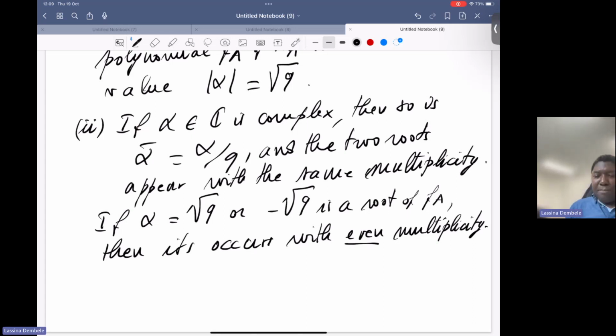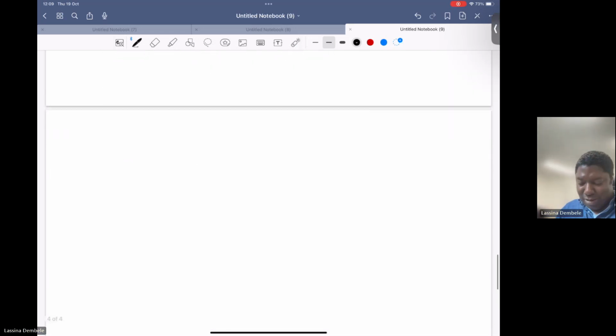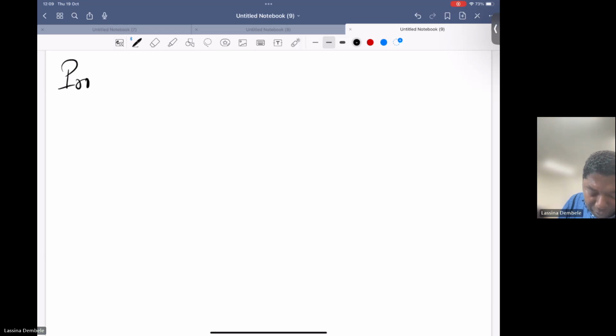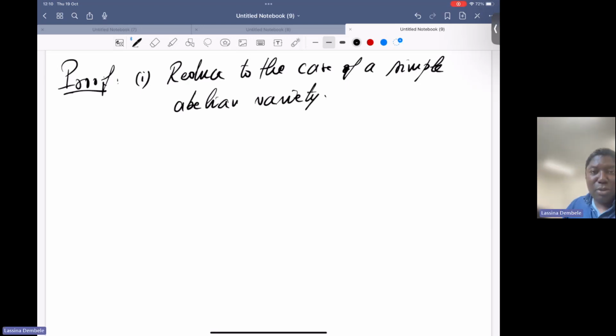Okay. Because we are not going to prove that many theorems today, let's at least give the proof of this one just to warm up. So, proof. This starts with a reduction argument, so we reduce to the case of a simple Abelian variety. Once you've done that reduction, then everything becomes simple.